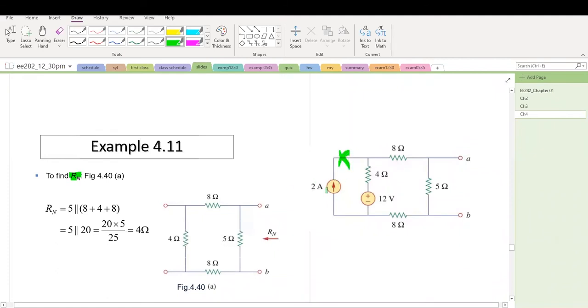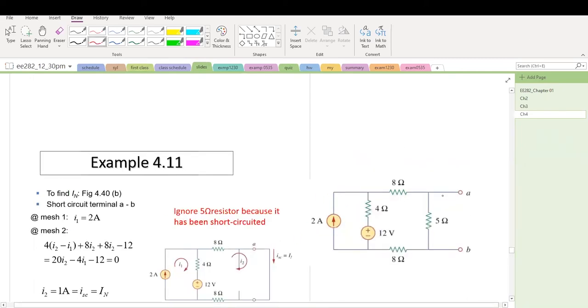So this current source needs to be open circuited, and this voltage source needs to be short circuited. So that becomes this, and this becomes this. Don't worry about here and here. This is a dangling wire, not connected anywhere. So the equivalent resistance will be 8 ohm in series with 4, in series with 8, and then in parallel with 5. So the result is 4 ohm.